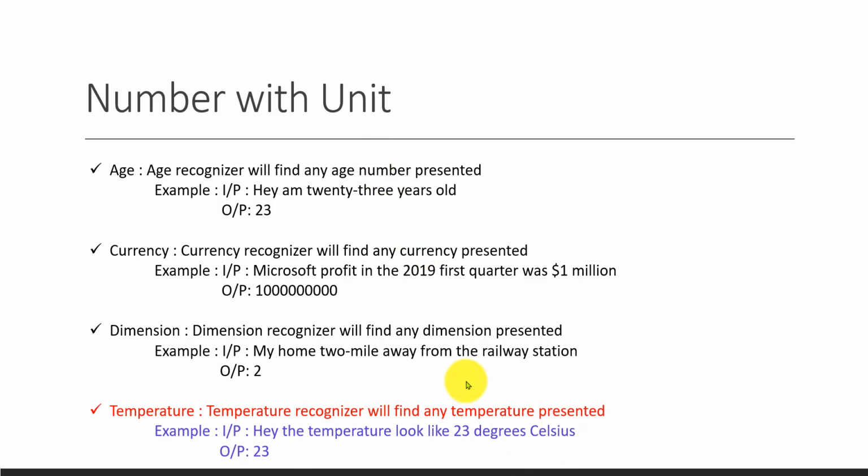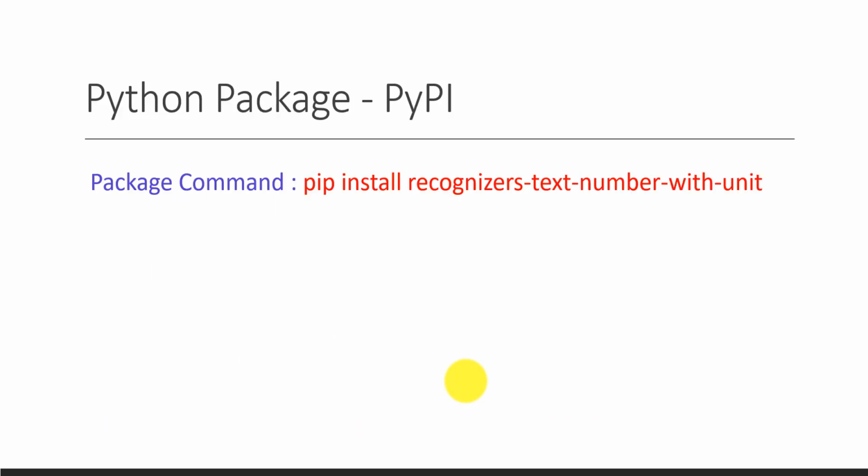So we'll see one quick demo of how to use this API and what it returns. Before you start using this API, we have to install the pip package, recognizers-text-number-with-unit. Okay, so I'm going to move to Visual Studio Code, and we'll see the samples.